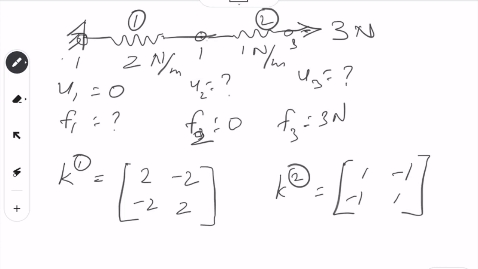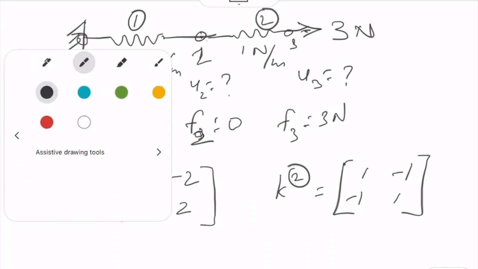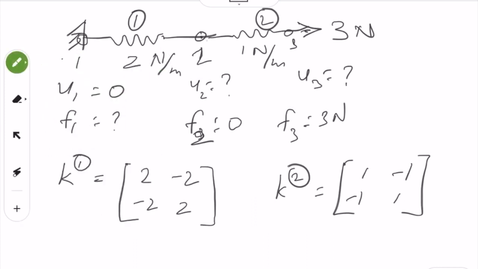Just a minute. Remember, this is node number 2, not 1. So how to do that? We are going to write the global node number. See here, this is 1 and 2. Local also, in global also this is 1 and 2. So this retains whatever, so we will have 1, 2 and 1, 2.